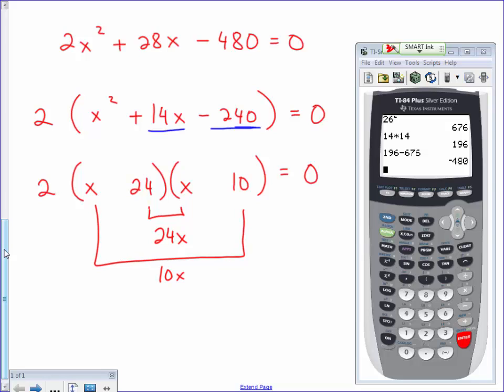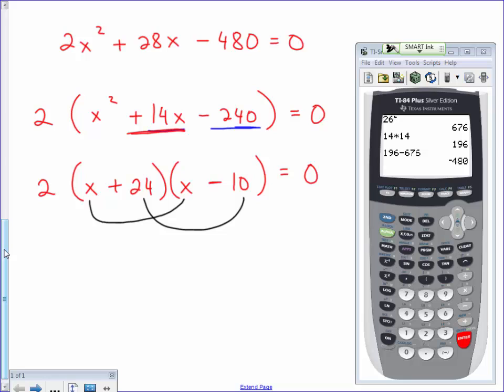To determine if it needs to be negative 24 and positive 10 or vice versa, I see that I want the values to combine to a positive 14. That would mean that the 24 needs to be positive and the 10 needs to be negative. So I'd actually put a plus 24 and a negative 10. Okay? I know that the middle two values combine to give me positive 14x, so that's correct. I also know that when I multiply the first two terms, I get x squared, and when I multiply the last two terms, that gives me negative 240. So I have the correct factorization.